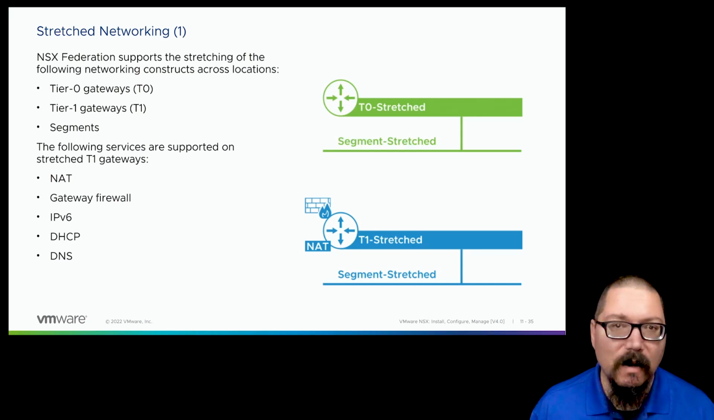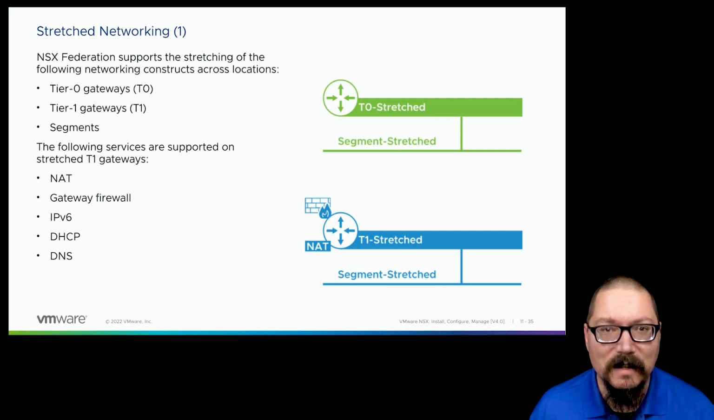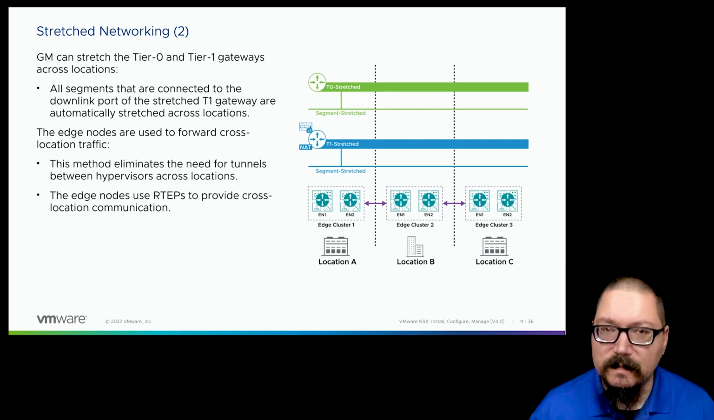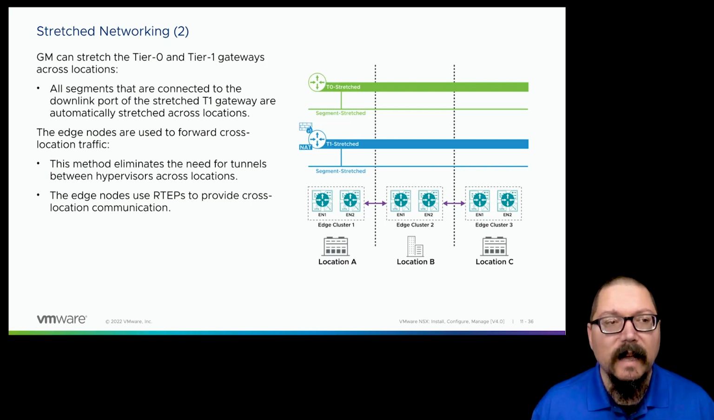But gateway firewalling, distributed firewalling, right? The next video we talk about will be all about security stuff and what we can do there. DHCP, DNS, right? Many of these services that we've already talked about are already Federation capable. So we can stretch networks. We can stretch gateways is really the big thing we're looking at.